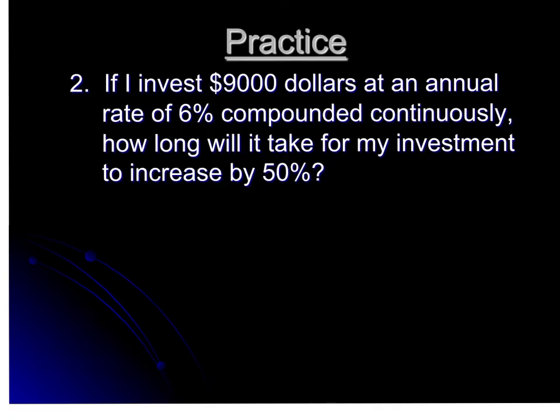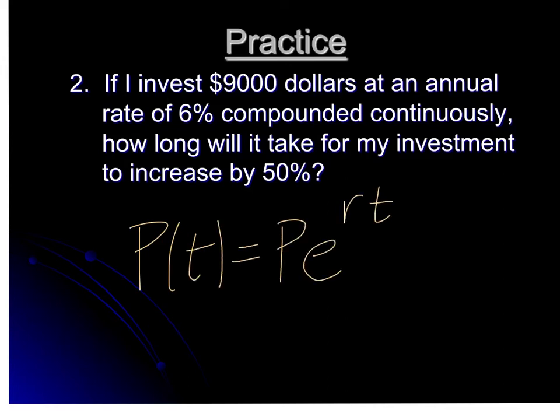For this last problem, I'm taking $9,000 at an annual rate of 6% compounded continuously. And when we see continuously, we should think of this formula, P times e to the rt. It's asking how long will it take for my investment to increase by 50%. So again, I'm going to give myself some room here. As we start to plug into this formula, we want to end up with 50% more than 9,000. So that's going to be $13,500.